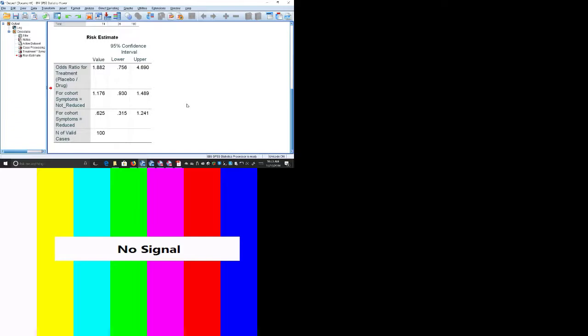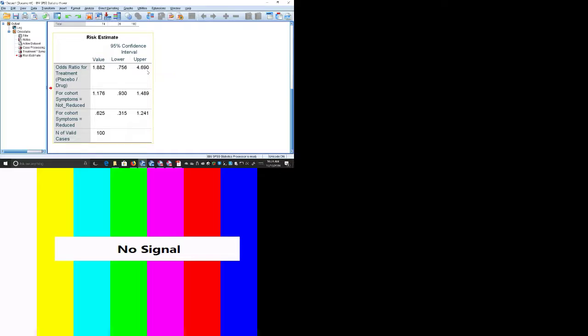And the part of this output that we care about is this first row. The odds ratio that we have here is 1.882, which is what we calculated by hand. And then here we have our 95% confidence interval. So we have a confidence interval for the odds ratio of 0.756 to 4.690.